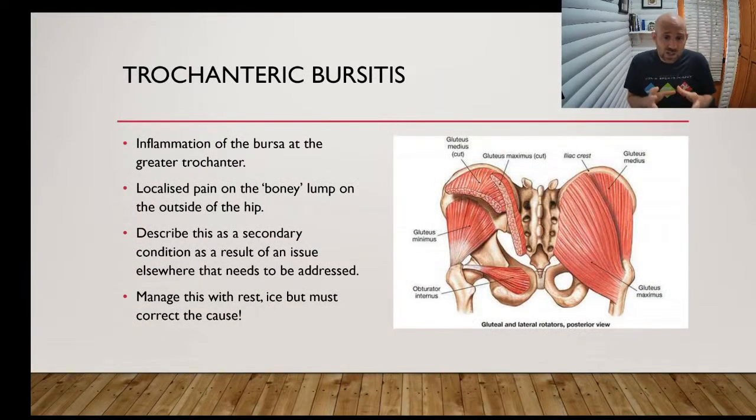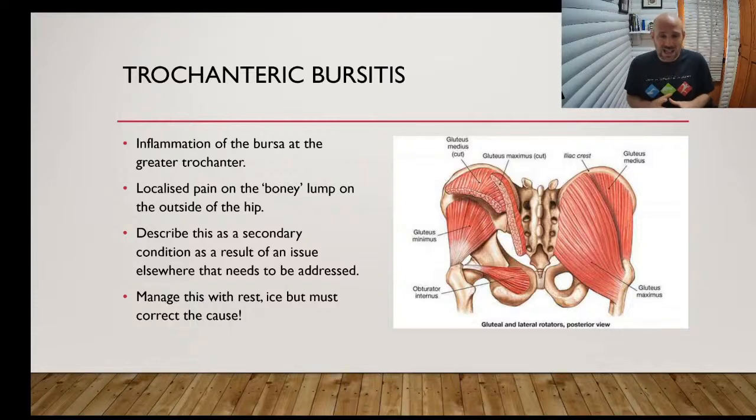Now, let's explain a little bit about that because it sounds a complicated term, but if you've got some localized pain on the outside of your hip where you can feel that bony lump there, which is what we call your greater trochanter, now that is likely to be an inflamed bursa.